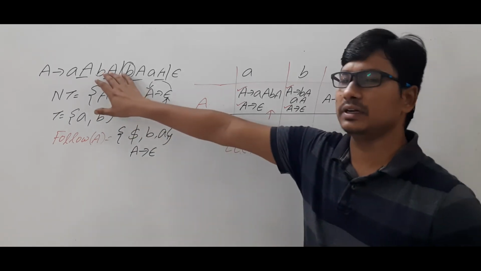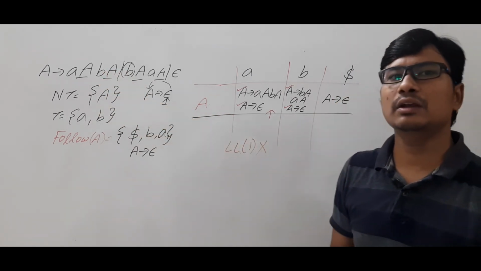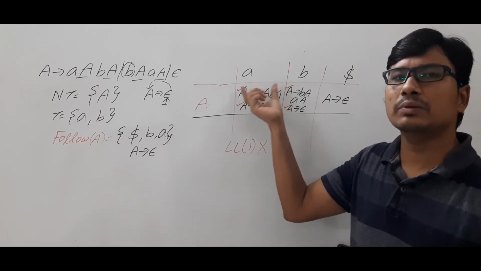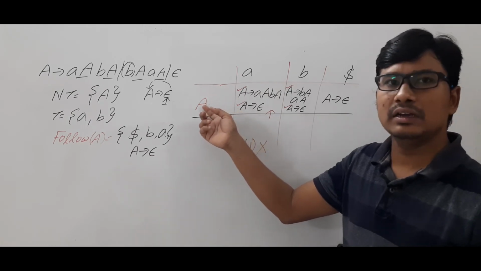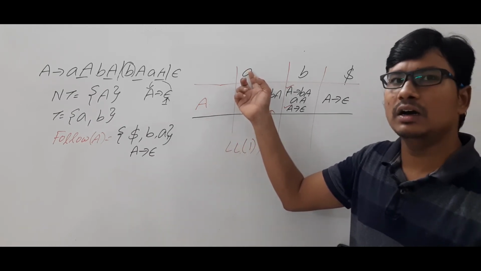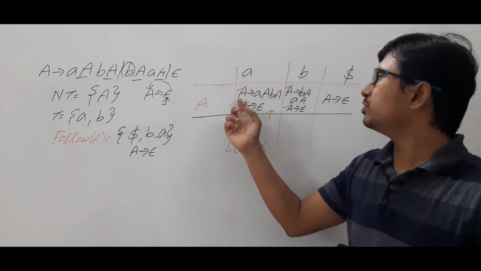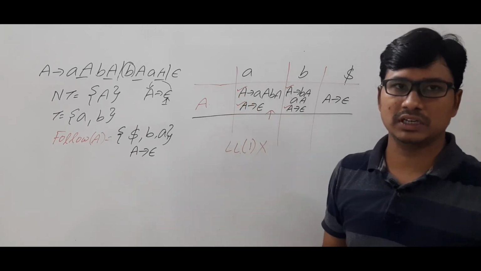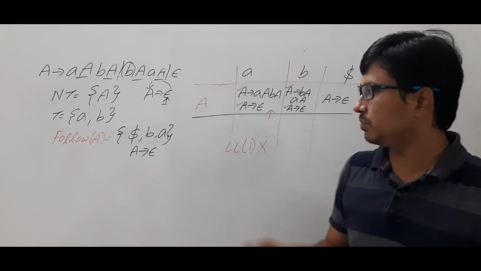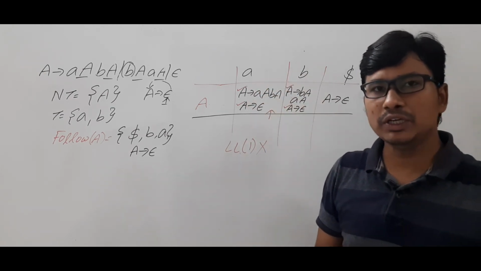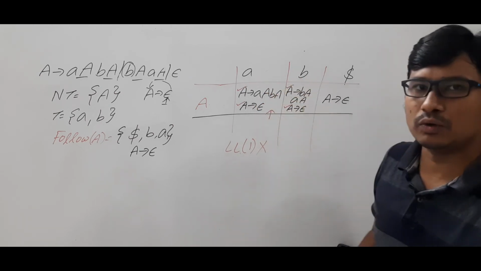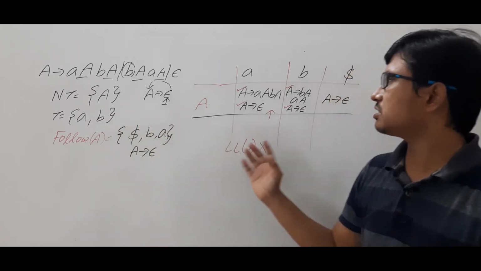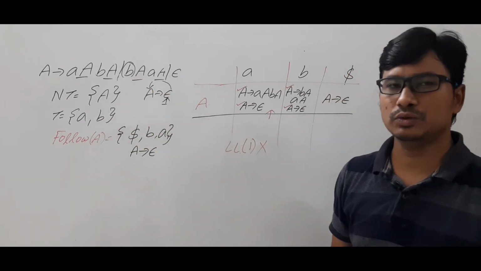Meaning that this grammar cannot be parsed using an LL1 parser, because in the LL1 table at any location more than one production is there. So on a non-terminal A, by looking at the input symbol a, you have a confusion which production you want to use. Is it clear? Whether you want to use this production or that production. If you have one production, then you can use that production. But if you have more than one production, there is an ambiguity or confusion about which one you have to use. Then the LL1 parser will not parse the grammar. Is it clear? So this is an example where the grammar cannot be parsed using LL1.